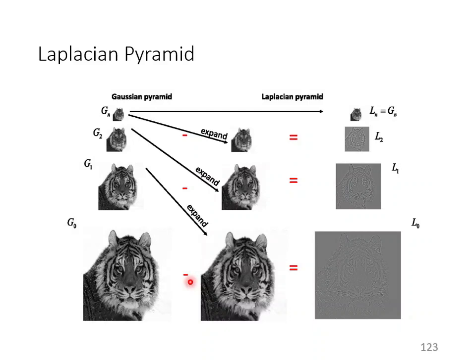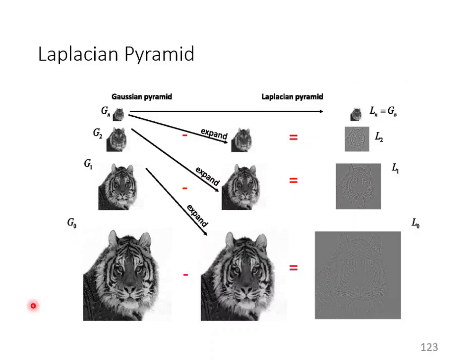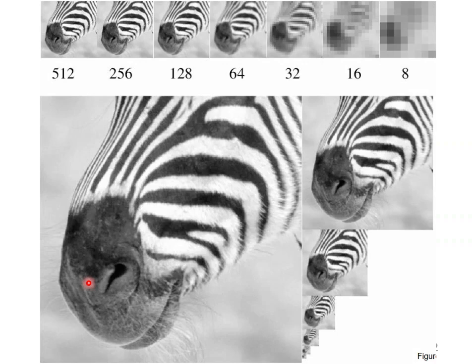So what's the difference? The difference is here we apply a Gaussian filter and then subsample that. So this is the input image. We apply a Gaussian filter and subsample that. So for this column, it is a Gaussian pyramid, the same as this one.